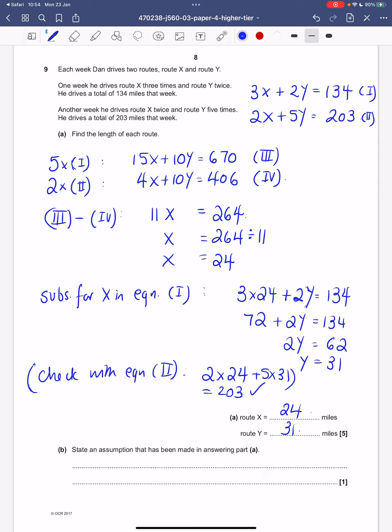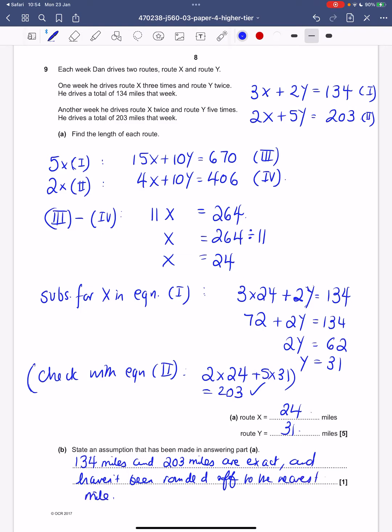Right, I'm going to say for now, I would say that the 134 miles and the 203 miles are exact and haven't been rounded off. I'll check the exam board answer rounded off to the nearest mile, and I'll put in the comments if there's something different. There will be other answers as well.